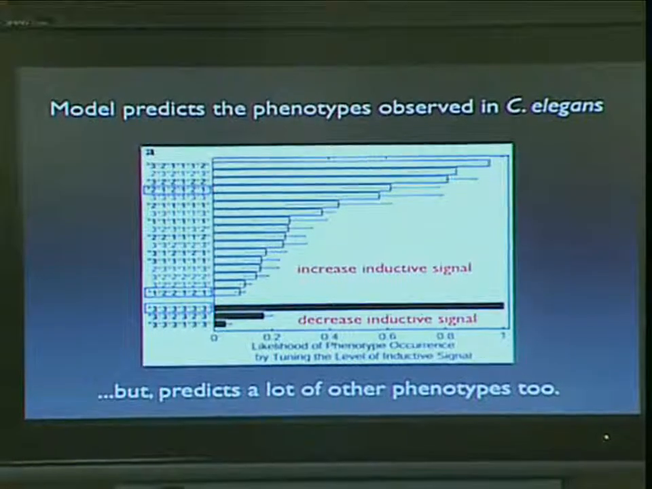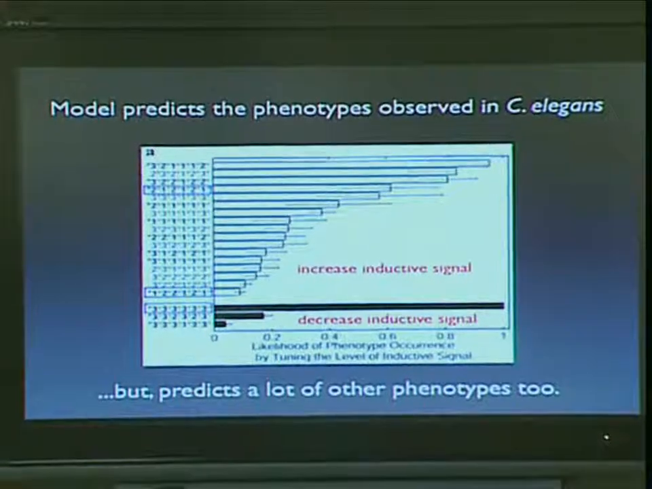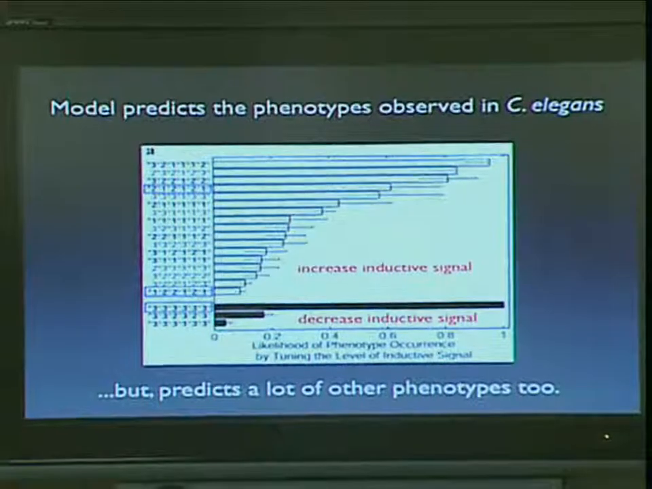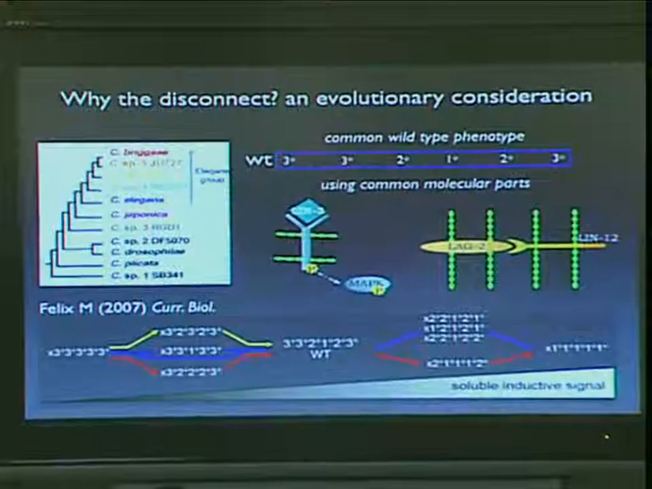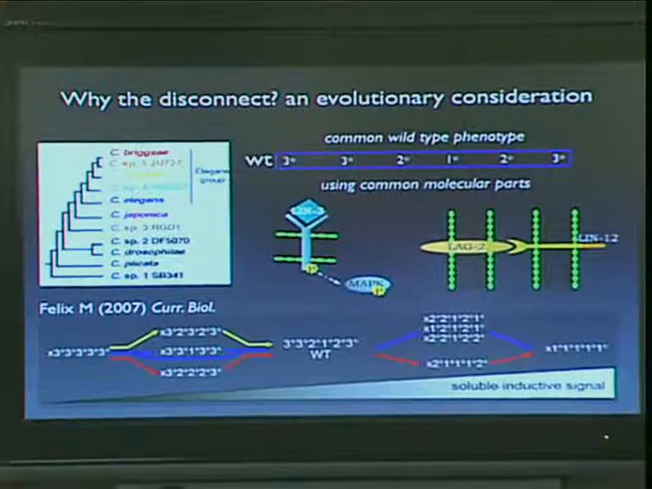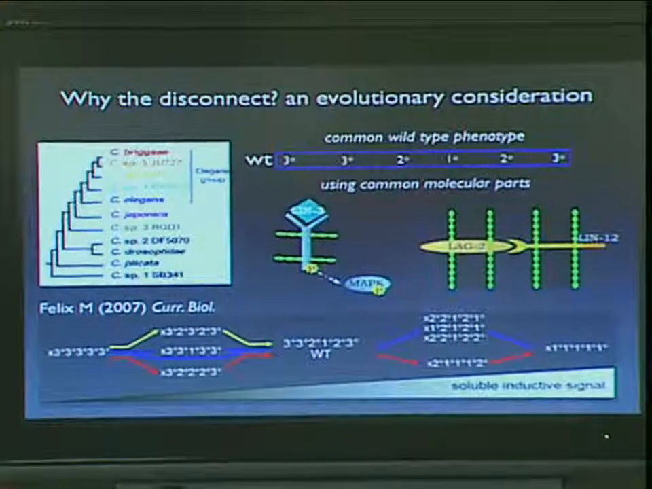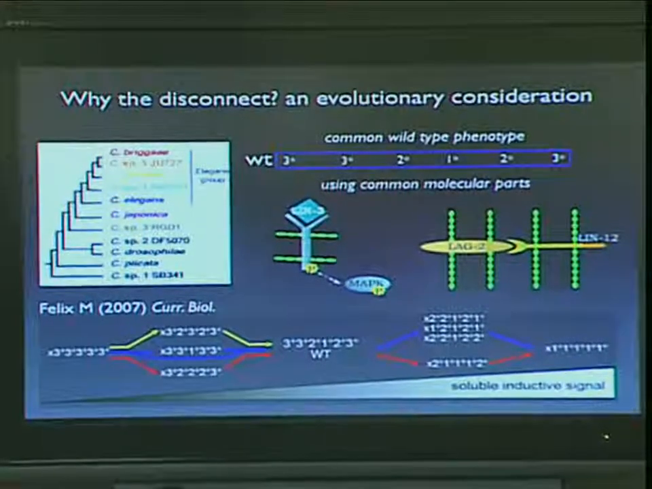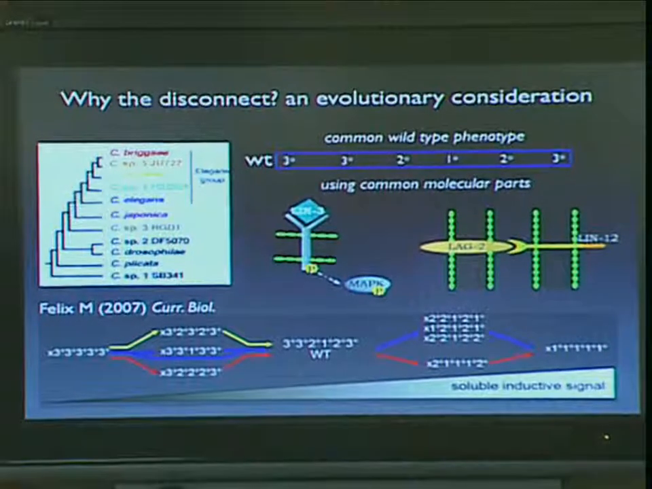So the model vastly overpredicts the things that are observed in C. elegans. And so this raises questions about why you get all of these extra predictions of phenotypes. One of the possibilities we were looking at is that C. elegans has related species that also make the vulva, and they make it by defining a 332123 phenotype for those precursor cells. Even more, they use the same parts. EGF is involved, MAP kinase is involved, Notch delta is involved.